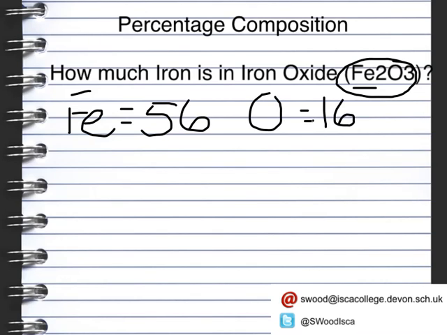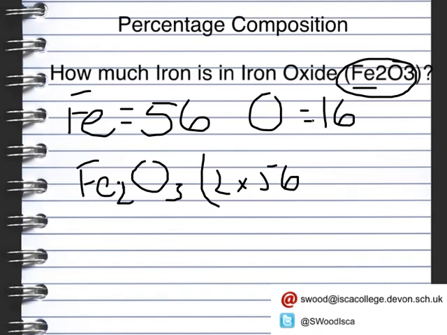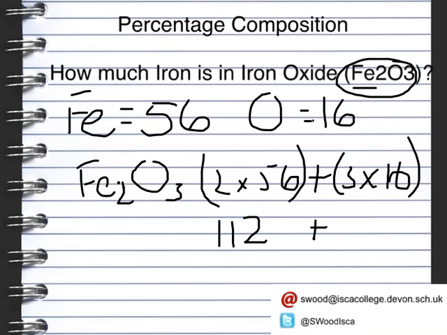So for iron oxide we've got 2 irons and 3 oxygens, so we've got 2 times 56 plus 3 times 16. So that gives us 112 plus 48.